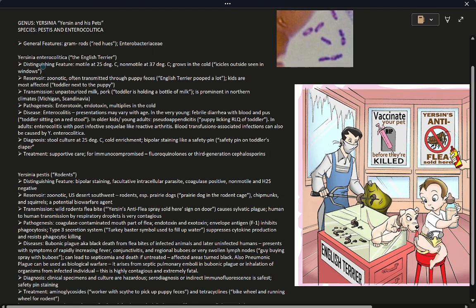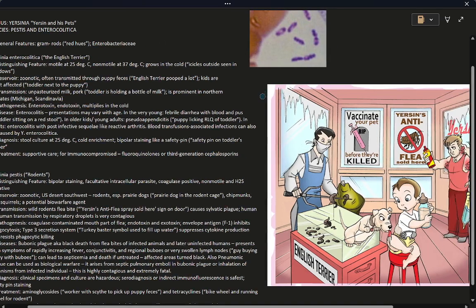Some distinguishing features for the Yersinia enterocolitica is that the bacteria is motile, or very movable, at 25 degrees Celsius, but it becomes non-motile at 37 degrees Celsius. So it actually likes to grow in cold temperatures. To help you remember this, think about the icicles that are outside, seen in the windows that we see over here, for example.